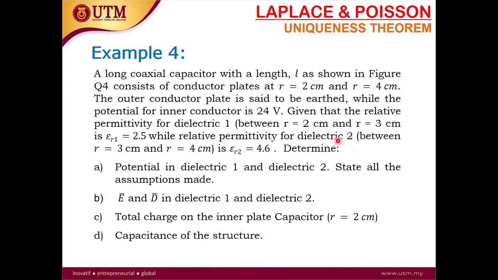The question is, we have to determine, first, the potential in dielectric 1 and dielectric 2. State all the assumptions made. Second, E and D in dielectric 1 and dielectric 2. Next question, the total charge on the inner plate of the capacitor, which is at R equal to 2 cm. And lastly, the capacitance of the structure.